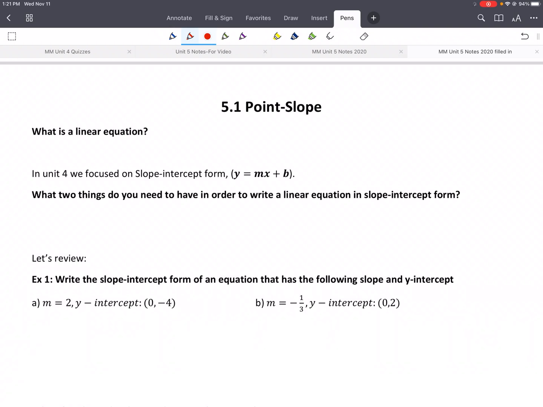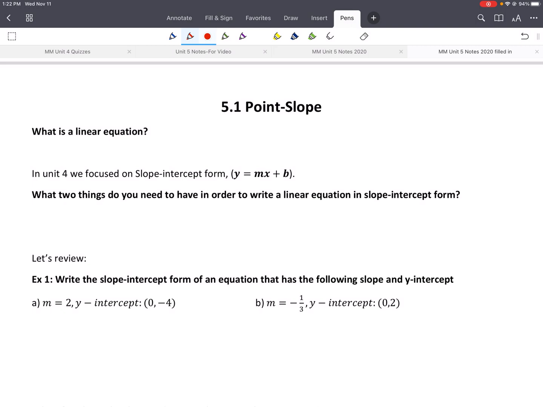All right, welcome everybody. This is 5.1. This unit we'll be talking about point slope form of a linear equation. Our last unit we focused on y equals mx plus b. That's the slope intercept form.